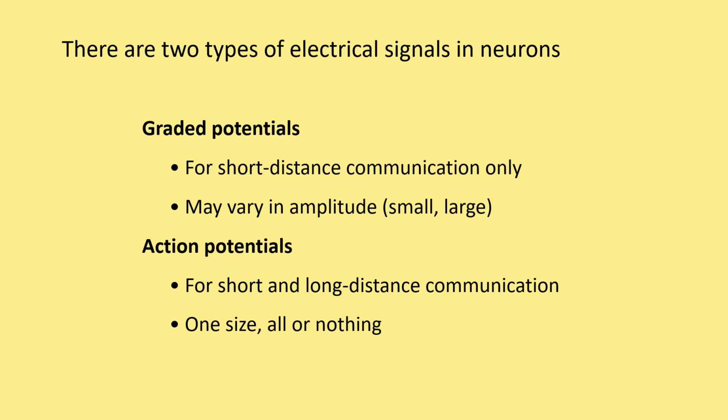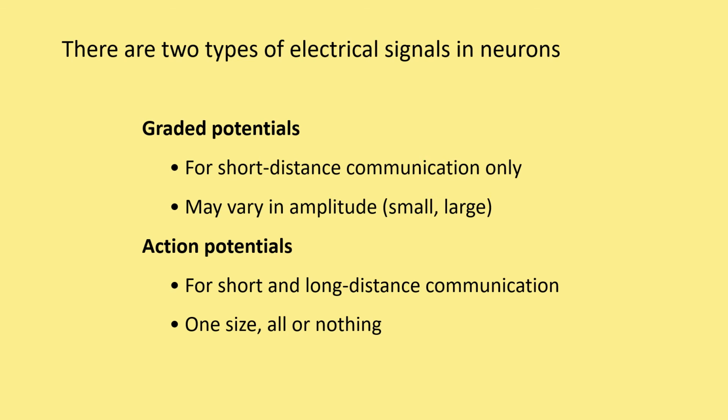So graded potentials are for short distance communication only. They occur along the plasma membrane that's covering those dendrites and the cell body of a neuron, but that's it. They die off. And graded potentials can vary in amplitude. And I'll show you that on a graph in just a few minutes. But it's possible to have a small graded potential or a large graded potential, depending on the stimulus.